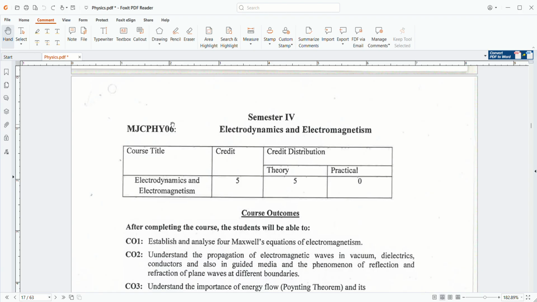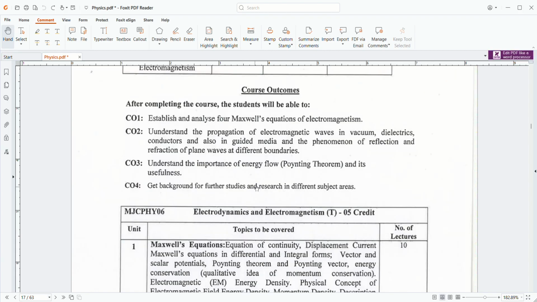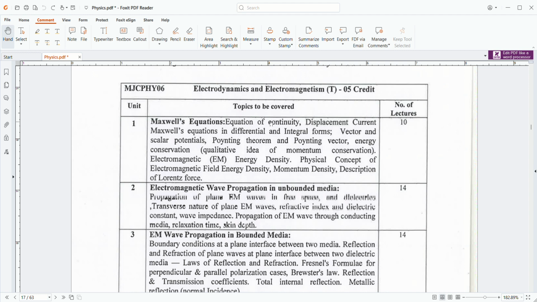So semester 4 MSc paper 6, credit 5, theory 5, practical 0. So come to the points. Maxwell equations: equation of continuity, displacement current, Maxwell equations in differential and integral form, vector and scalar potential, Poynting theorem and Poynting vector, energy conservation, qualitative idea of momentum conservation, electromagnetic energy density, physical concept of the electromagnetic field, momentum density, description of Lorentz force.